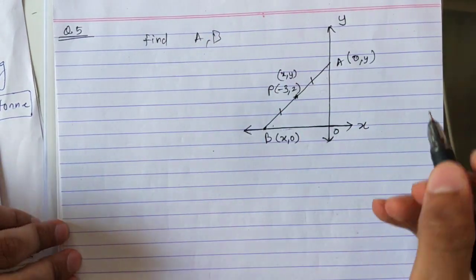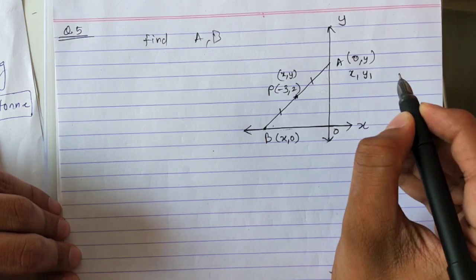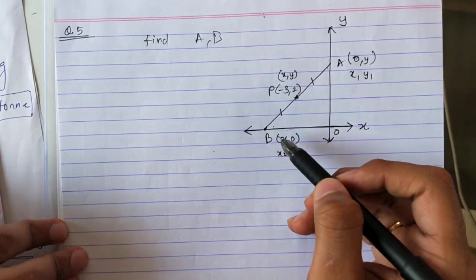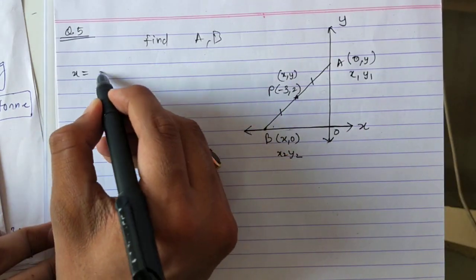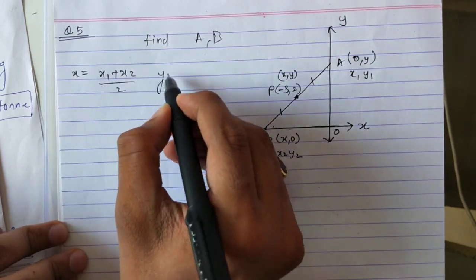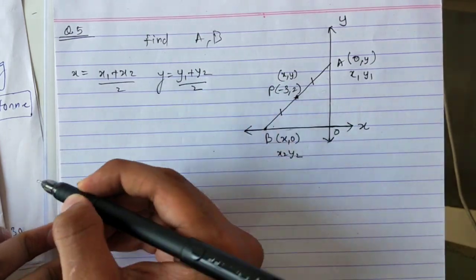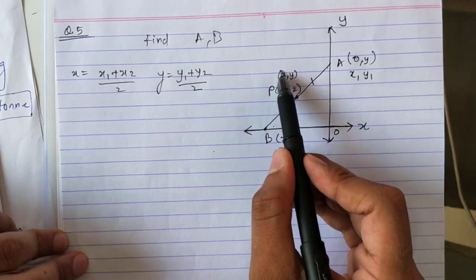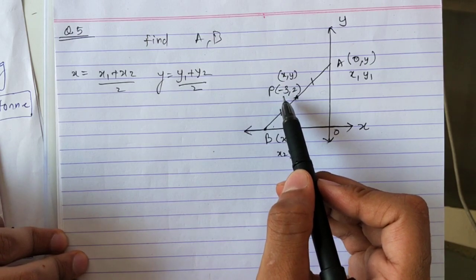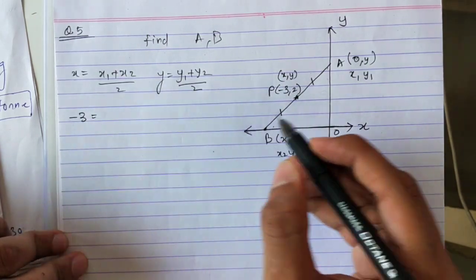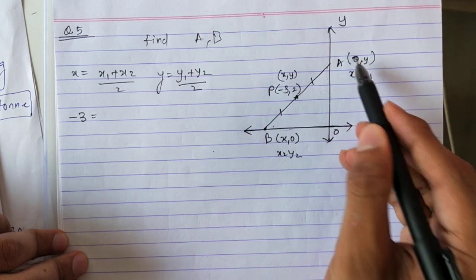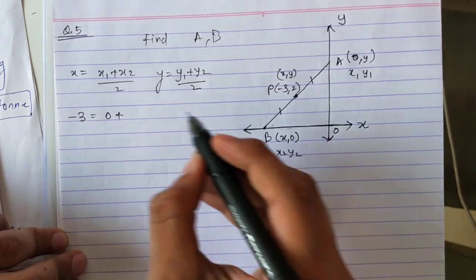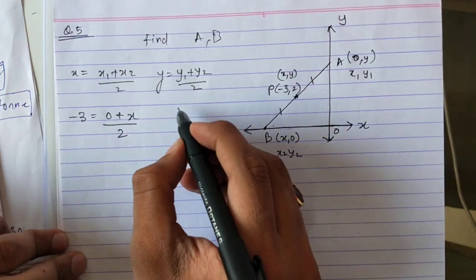We don't have to think much, we just have to label them x1 y1. A is always x1 y1, B is x2 y2, and P is x comma y. Let's write the formulas. X is x1 plus x2 upon 2 and y is y1 plus y2 upon 2. Simply put the values. Do we know the value of x? Yes, we know the midpoint. Minus 3 is equals to, this is x1, x1 is 0 plus x2, here is x2, x2 is x, so let's put x there, upon 2.